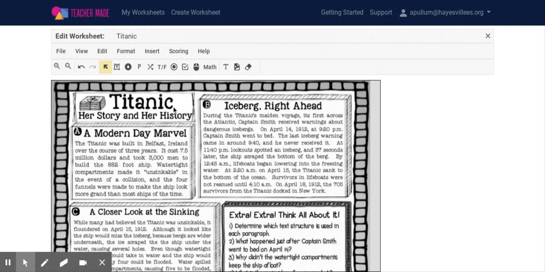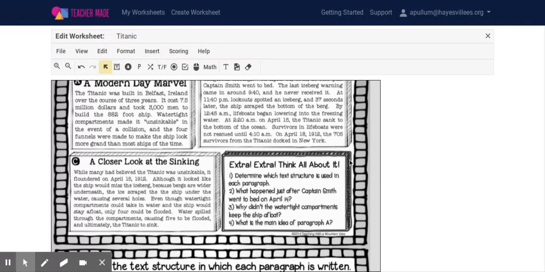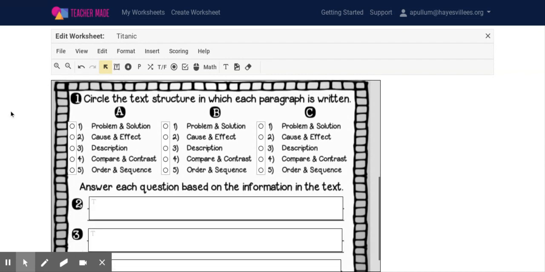Today's topic is the Titanic, which was a ship that had a very tragic ending. We're going to be careful reading detectives first, and we're going to read the directions, which say, extra, extra, think all about it. Determine which text structure is used in each paragraph. Then we're going to read paragraph A and come down and answer it here and identify the text structure. We're going to read paragraph B and identify the text structure, and we're going to read paragraph C and identify the text structure.